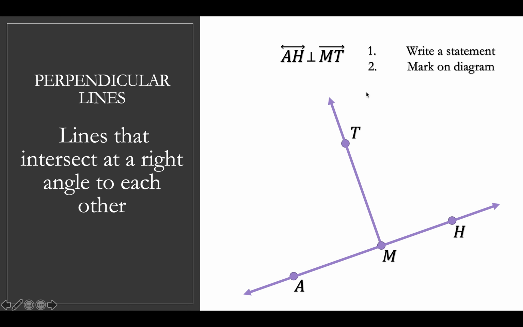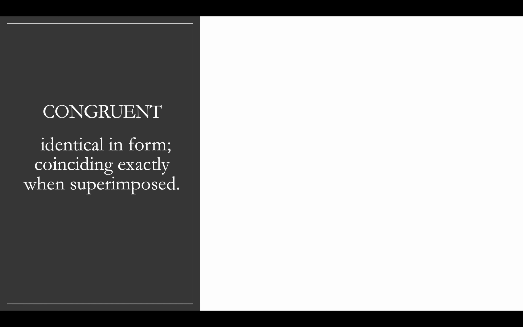And how do I mark that on the diagram? Well, I just put a little box, and you guys probably knew that. This symbol right here means that this is a right angle. All right, that's that.